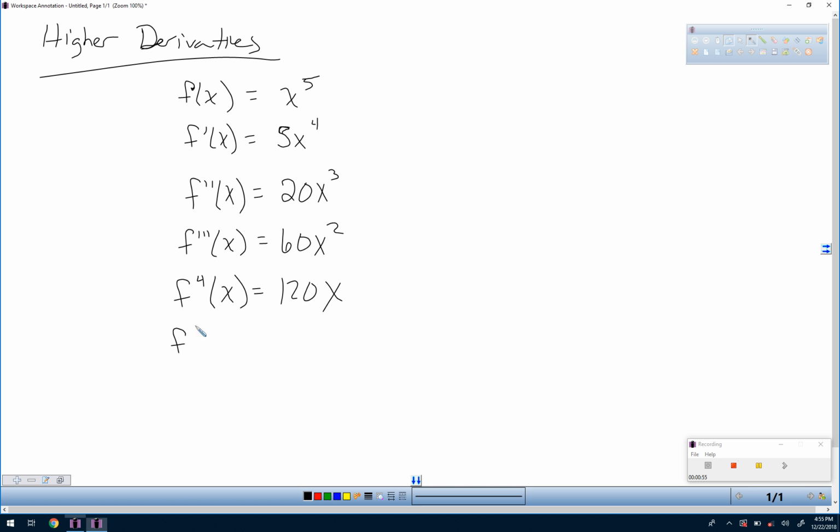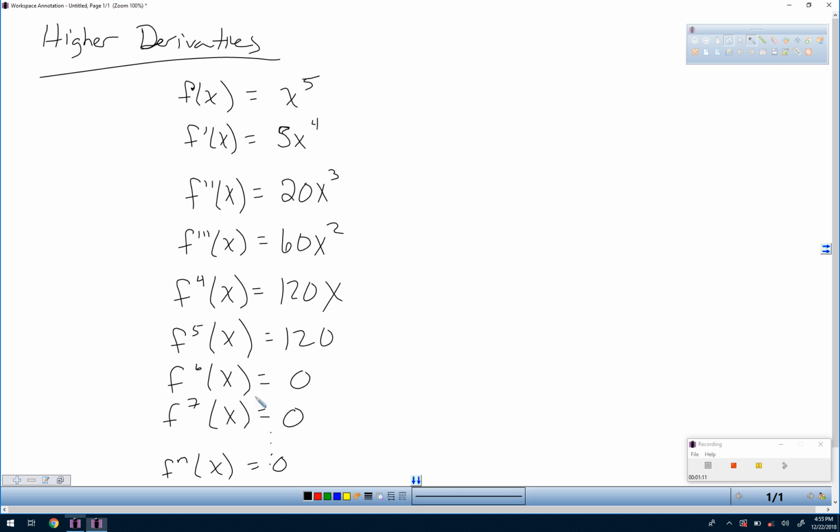Or what about the fifth derivative? That would be 120. Well, what about the sixth derivative? Then that would be 0. In fact, you could even keep on taking the derivative now because it doesn't matter. The derivative of 0 is always going to be 0. So the derivative to the nth power wouldn't matter. It would still be 0 at the end of the day. What I want to get at is that you can continue to take the derivative as necessary.